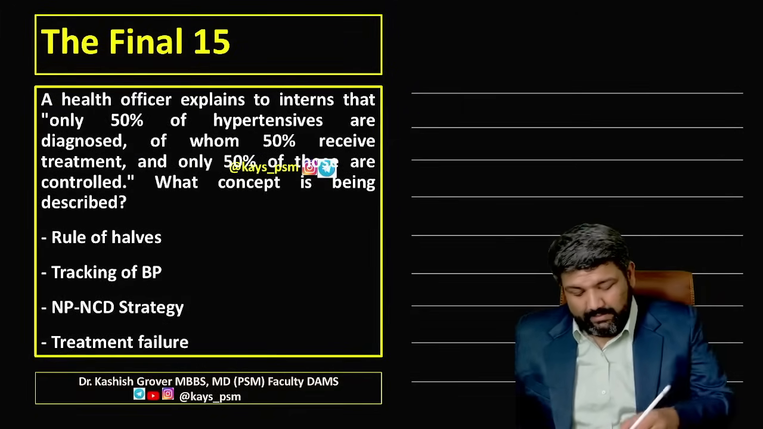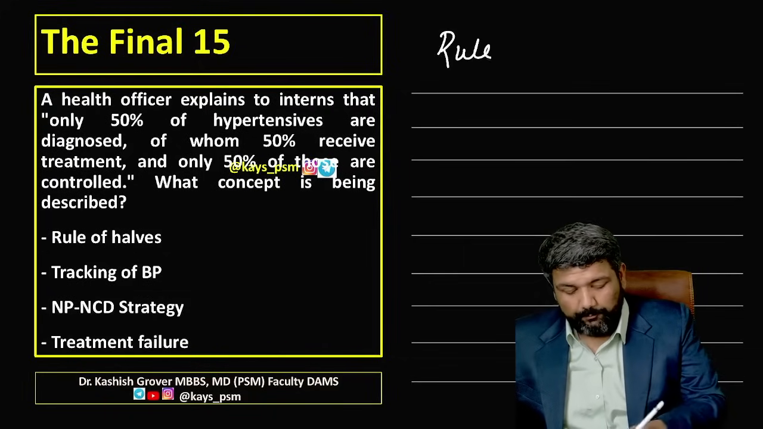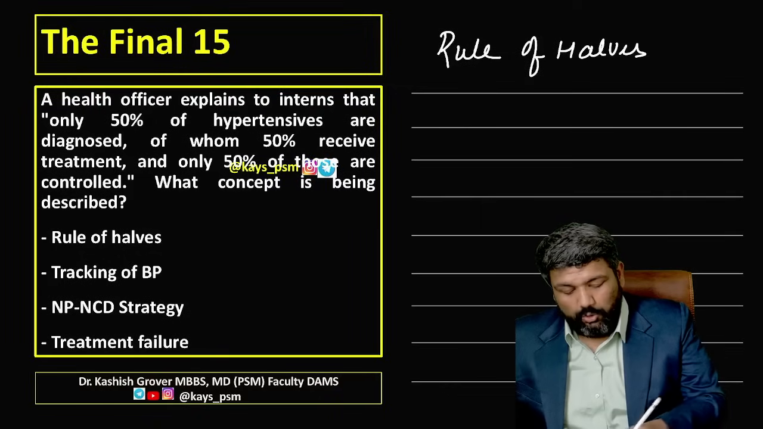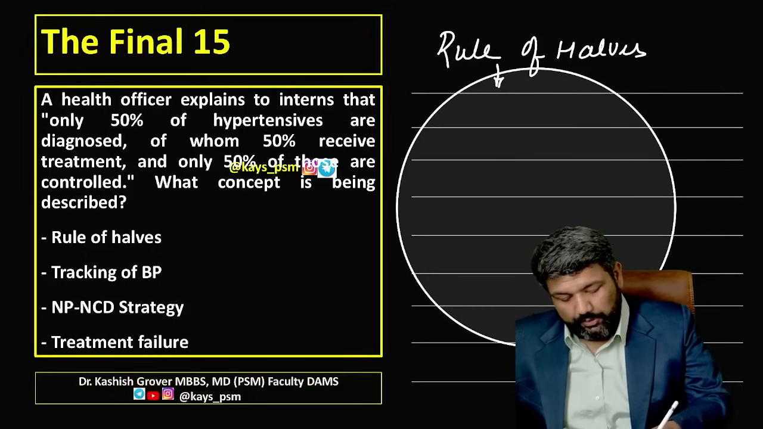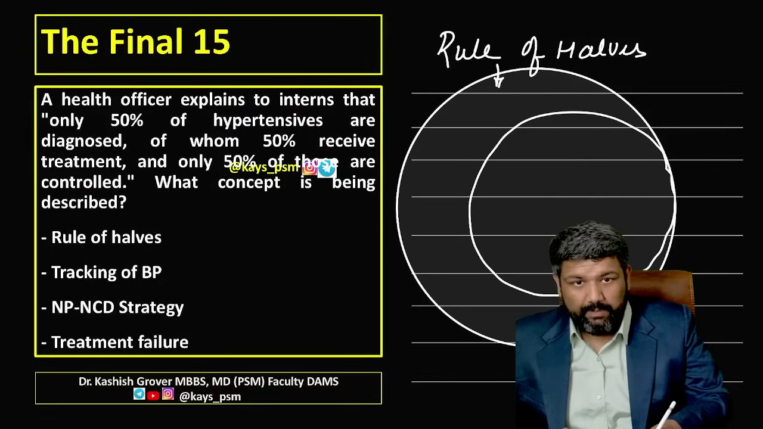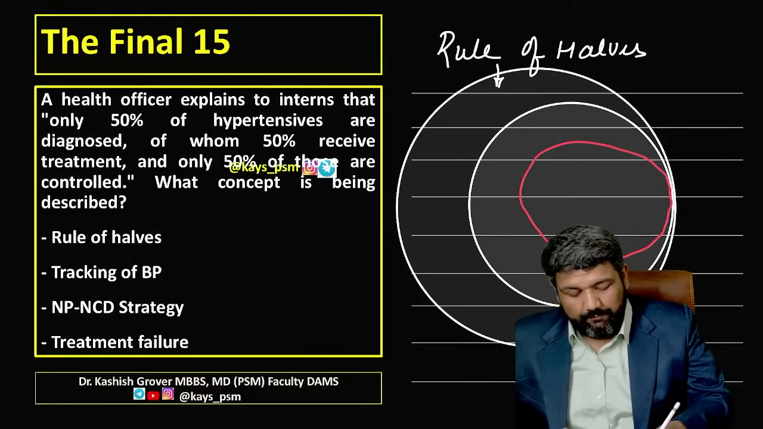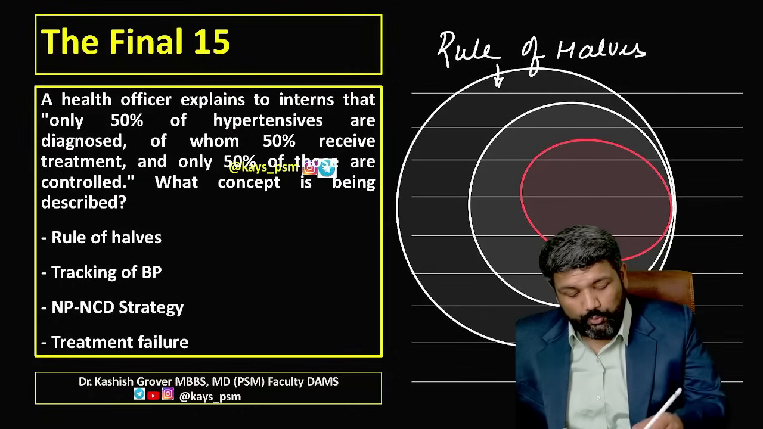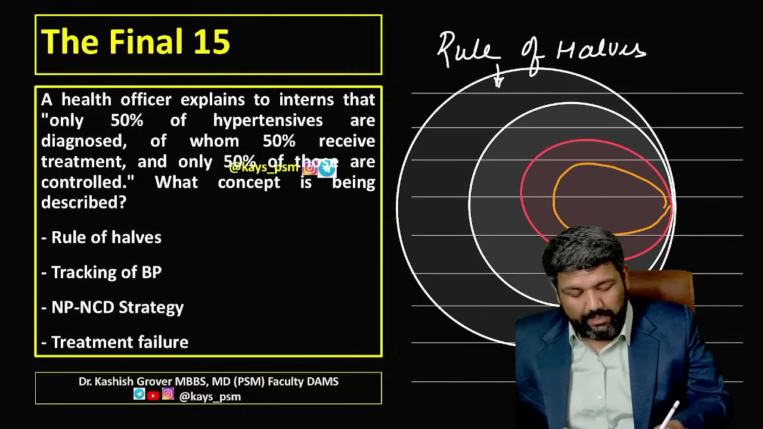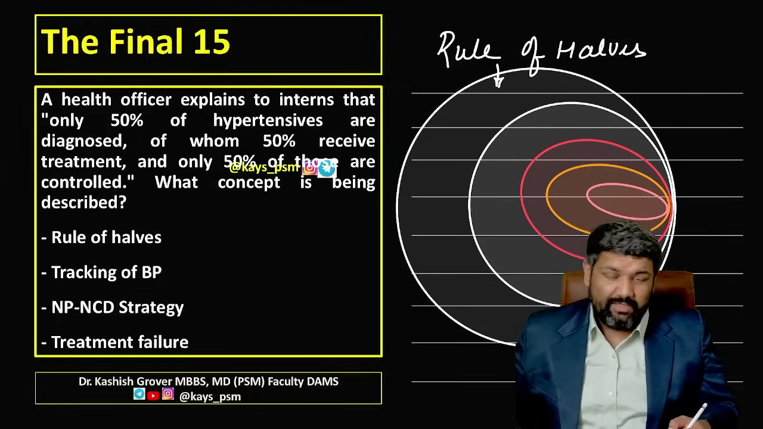A health officer explains that 50%, guys, listen, this is the rule of half. The rule of half says if this is the whole population, 50% is hypertensive, and those who have hypertension, 50% know they have hypertension, they are diagnosed. Those who are diagnosed, 50% of them are taking treatment. Those who are taking treatment, 50% of them are only adequately able to control the blood pressure. This is the rule of half.